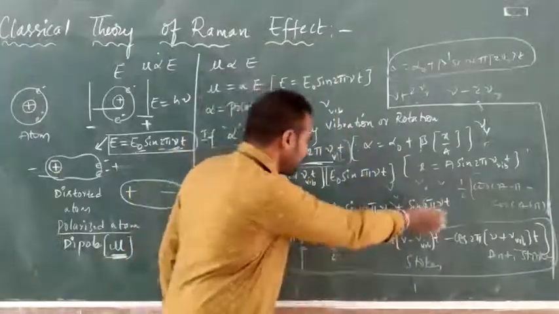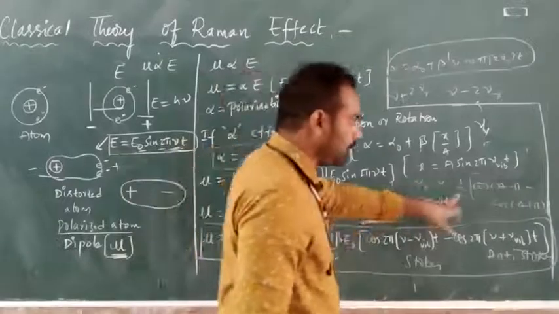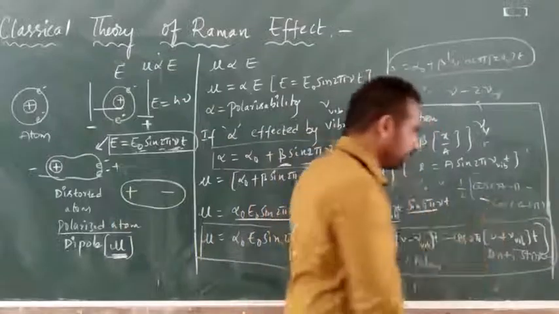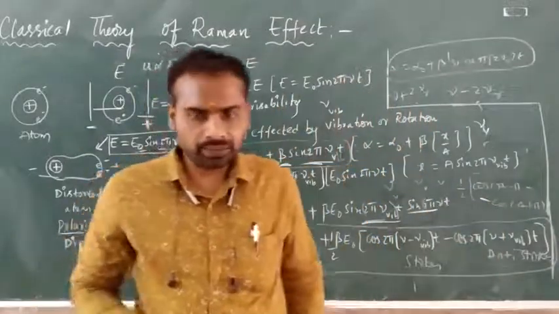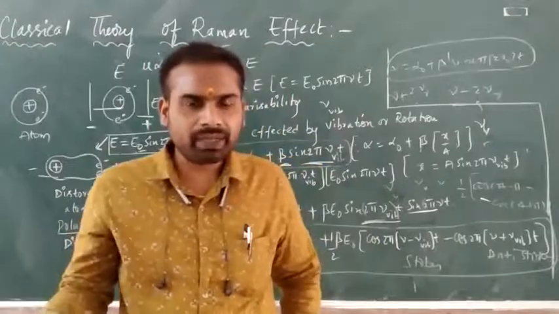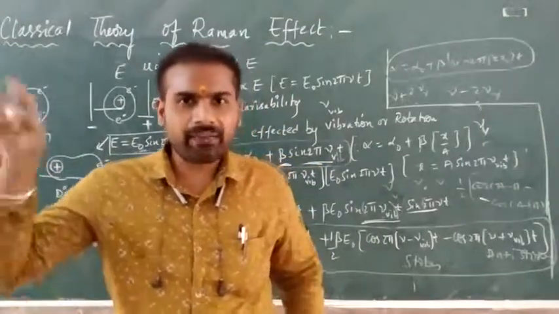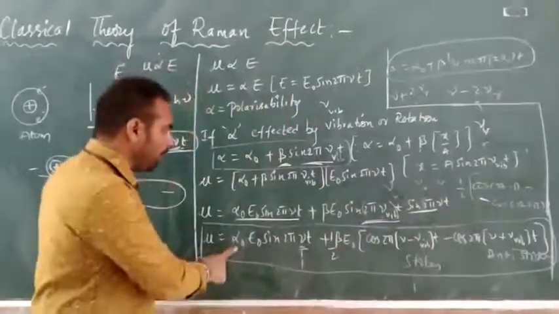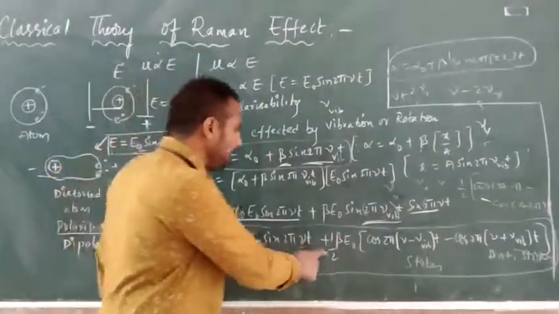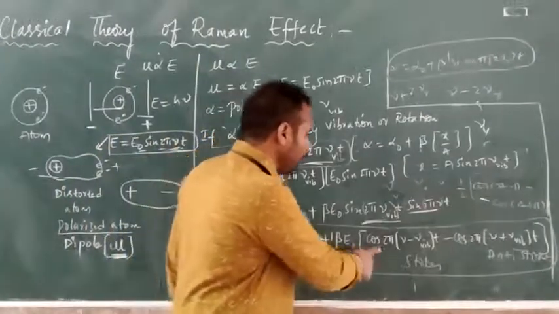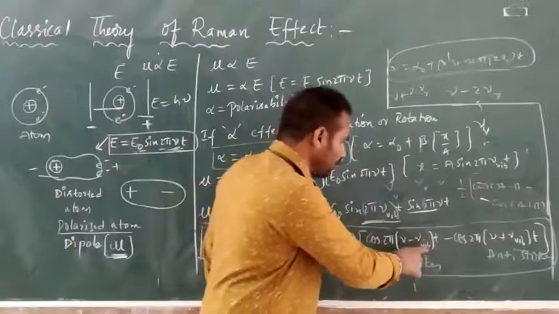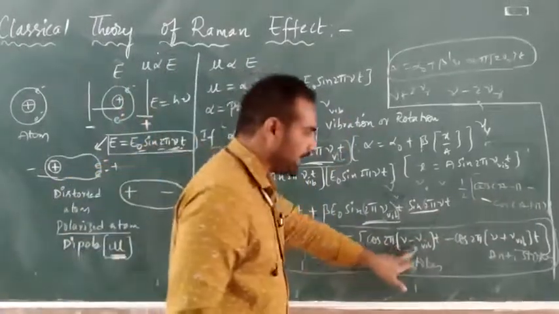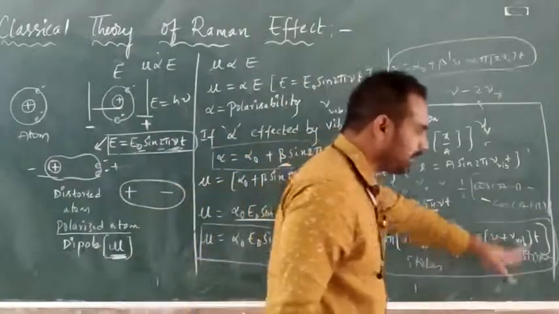They are like sine A, sine B. We know the trigonometric formula: sine A sine B is equal to half of cos A minus B minus cos A plus B. So substituting that formula here, what happens? Alpha naught E naught sin 2 pi nu t plus half beta E naught cos 2 pi nu minus nu VIB into t, minus cos 2 pi nu plus nu VIB into t.